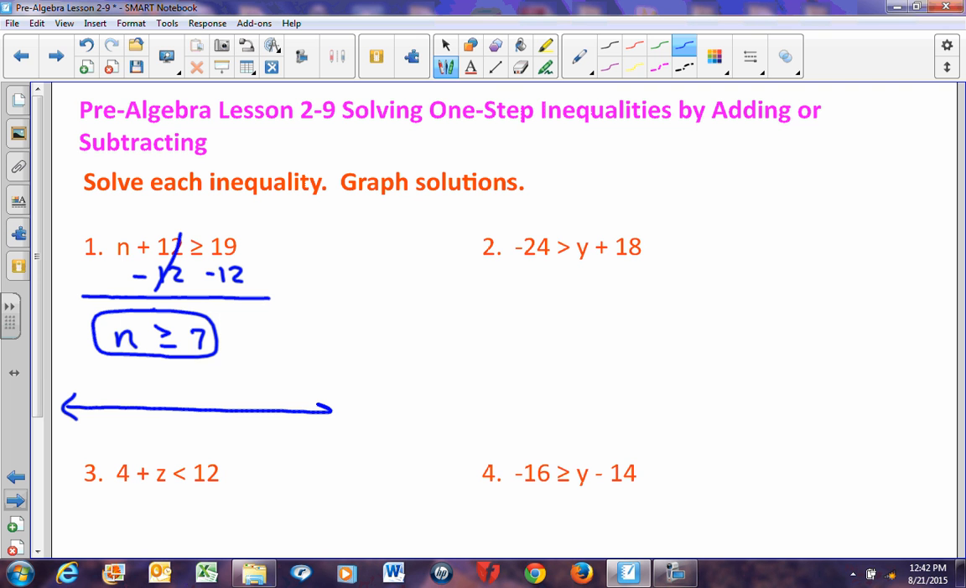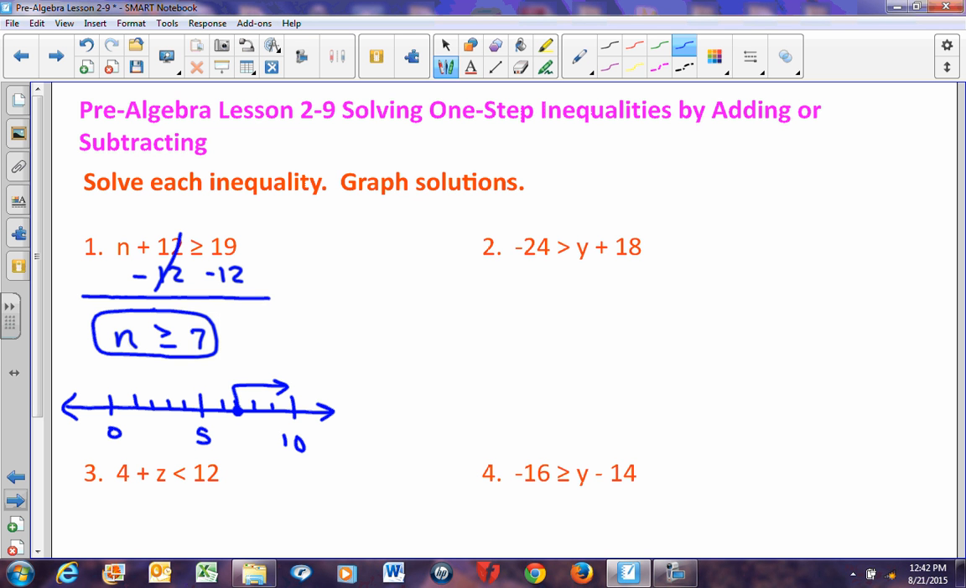Now to graph this, n is greater than or equal to 7, so I'm just going to start with 0 here. There's 5. There's 10. Greater than or equal to 7 is a closed circle at 7 with a line that goes to the right. And there we have it. Okay. Number 2, negative 24 is greater than y plus 18. As we look at this, we can see that they added 18 to y.